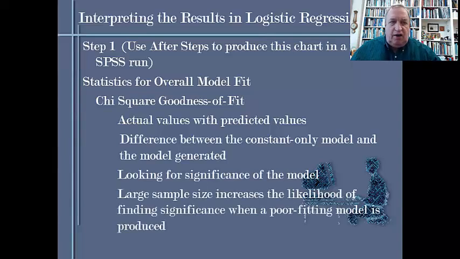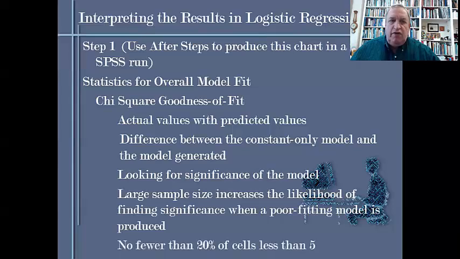Now, a large sample size increases the likelihood of finding significance when a poor fitting model is produced. And so we're going to have to be careful as we interpret our findings, looking at our sample size. And again, remember that no fewer than 20% of the cells can be less than 5, and none of them can be less than 1.